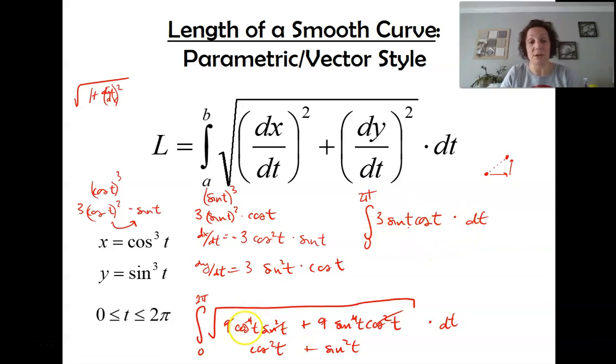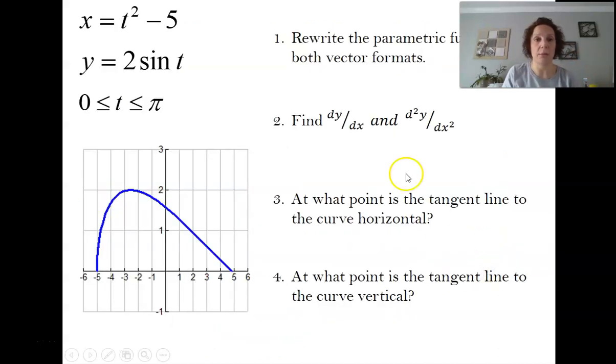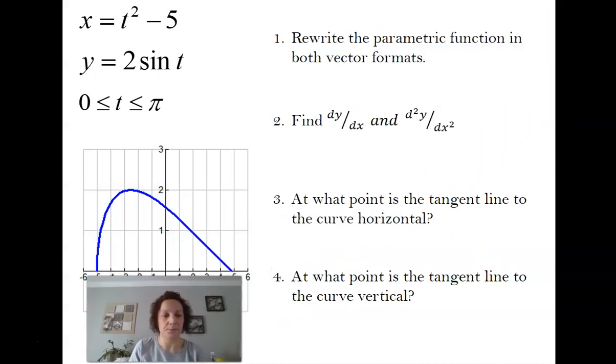And again, remember, as long as you can factor something out, you can pull it out of the square root if you take its square root. Okay, so there's my length of that curve. All I gotta do is pop that into my calculator. All right, so for parametrics, we want to be able to take their derivative. We want to be able to find the length of their curves. Okay, so let's take a look at a problem that asks us to do all those good things.